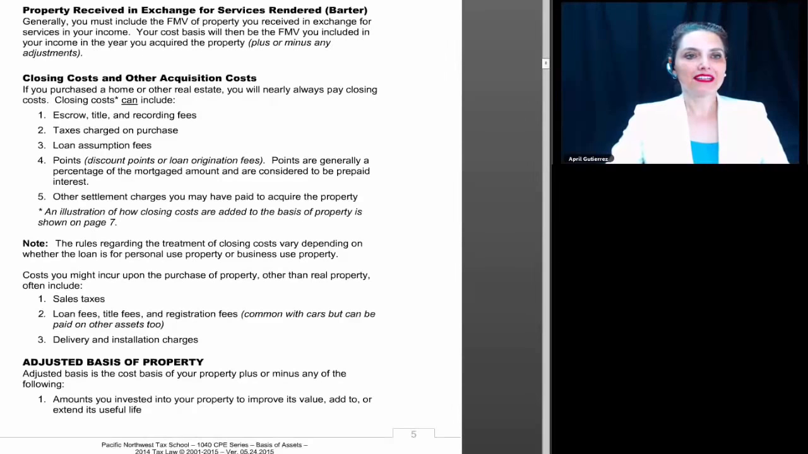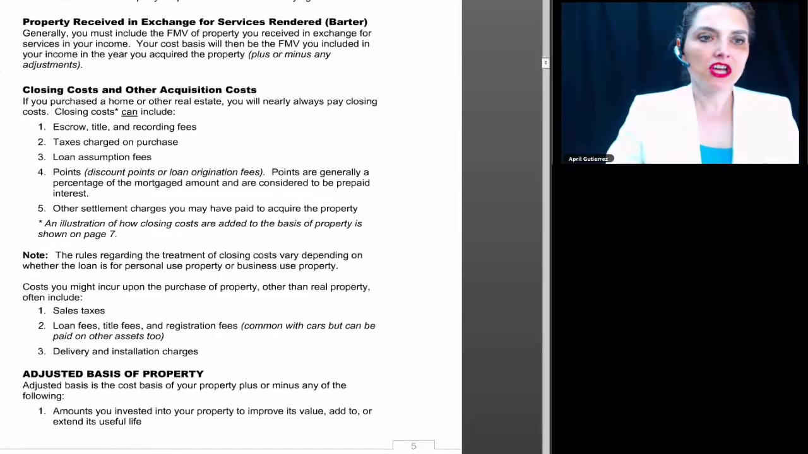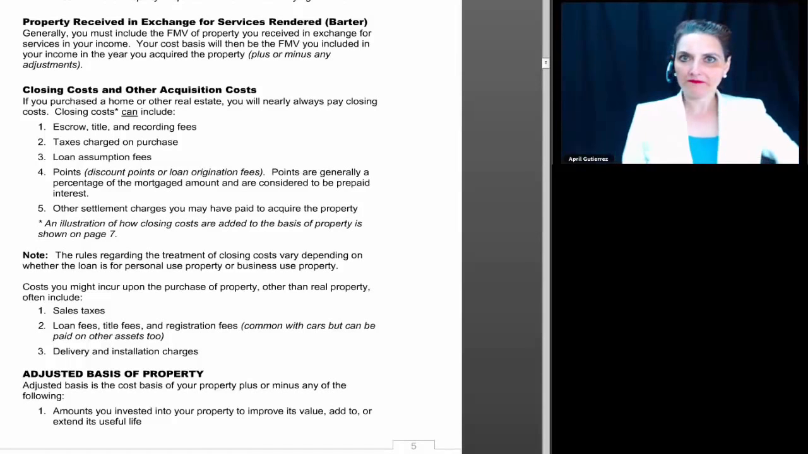Now let's move on to the next topic, which is property received in exchange for services rendered, or barter. Generally, you must include the fair market value of property you received in exchange for services in your income, and your cost basis will then be the fair market value that you included in your income in the year that you acquired the property, plus or minus any adjustments.